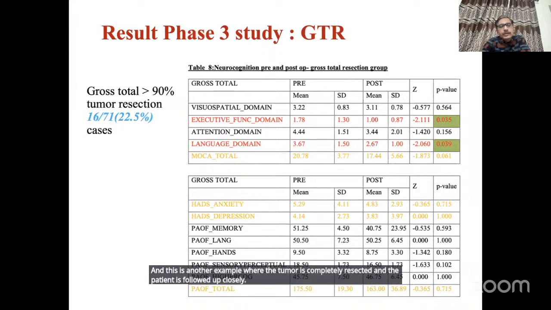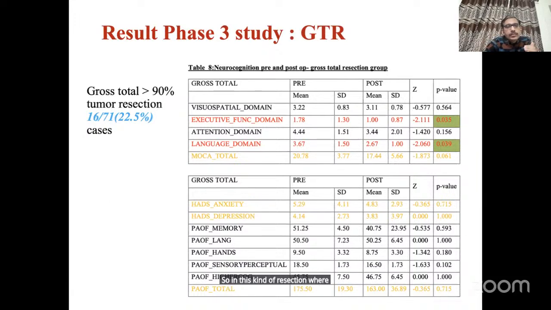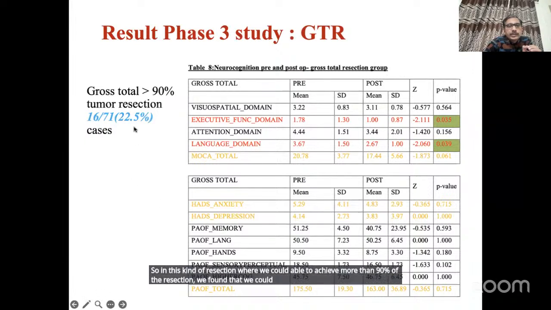So in this kind of resection, we found that we were able to achieve more than 90% resection in large insular glioma in 16 of our 71 cases, which is around 22.5%.